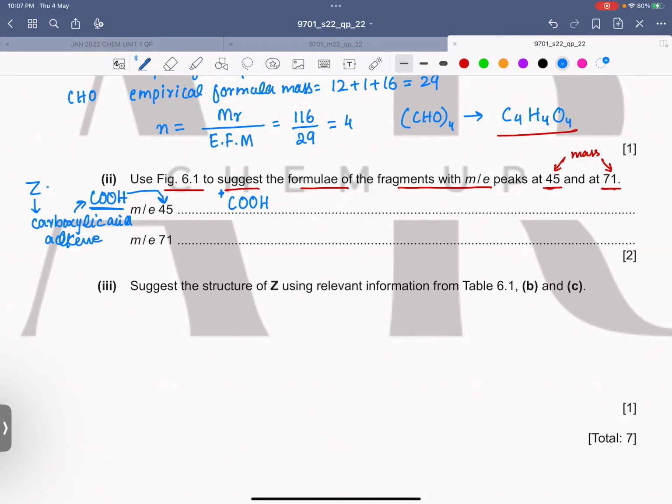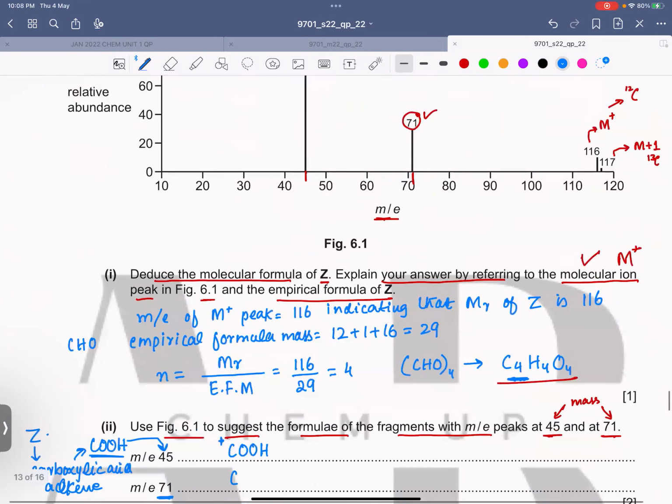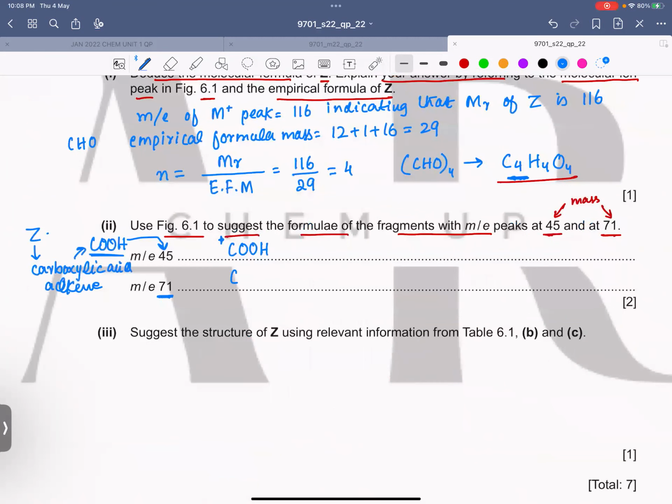Now we have to find the fragment which has a mass of 71. So if I go for C, how many carbons are there in the whole molecule? There are a total of 4 carbons, right? And we are getting only 2 fragments. So it means if one fragment is COOH, then the other fragment doesn't have this COOH.